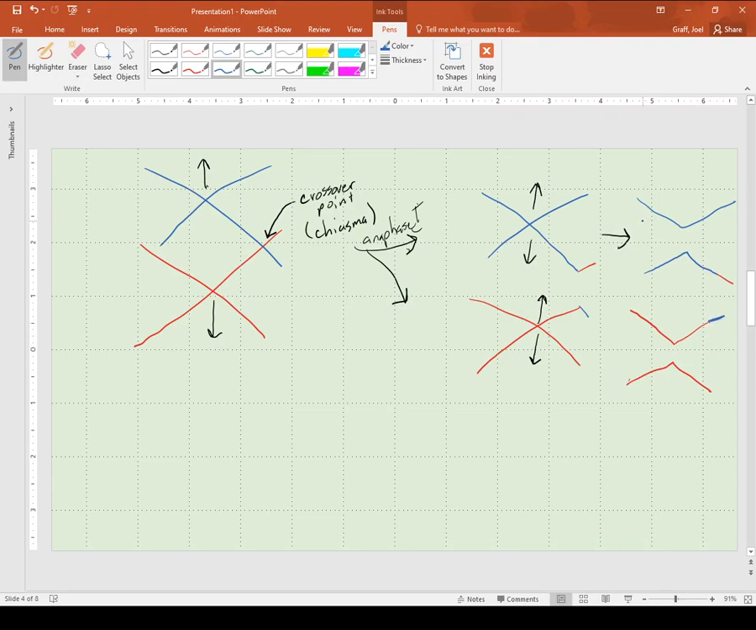Kind of a slow drawing, but anyway, you end up with this, which is similar to what was similar to father's chromosome. This one here is similar to mother's chromosome.